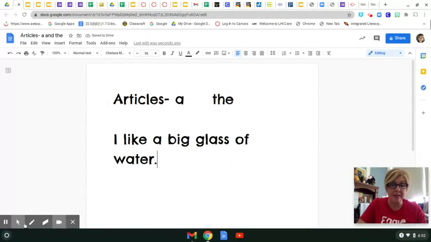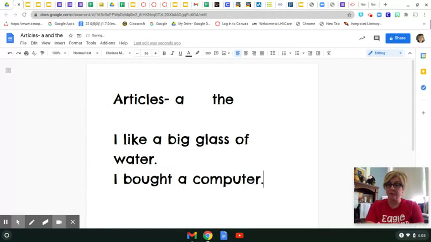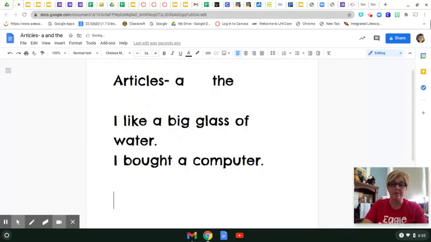Okay, another example would be something that you might have bought at a store. So for example, if I were to say, I bought a computer. Okay, so any computer, I bought a computer, just kind of a general word. But when do we use the word the? I'm going to scroll down a couple of sentences. The means I'm talking about something more specific.